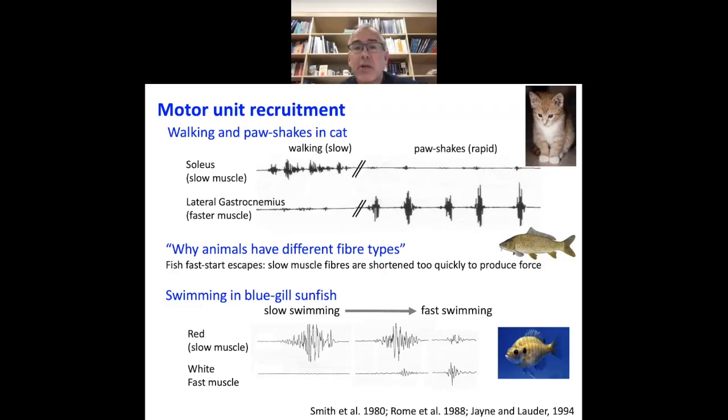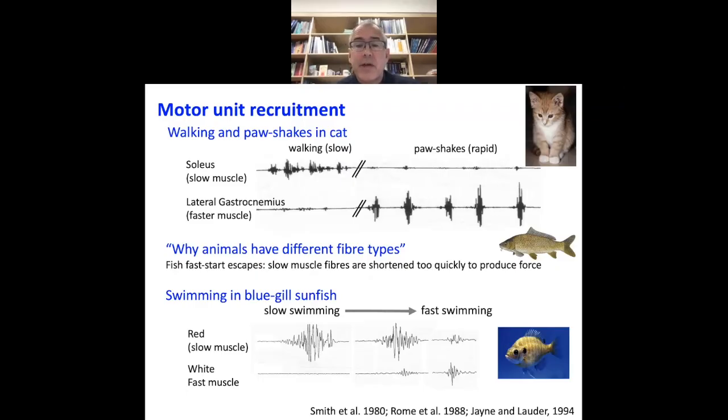soleus muscle, which is almost 100% slow fibers. They also had recordings from the lateral gastrocnemius, which is a muscle which contains a much higher proportion of faster muscle fibers. During walking, which is slow, the cat used the slow soleus muscle, and there's hardly any activity in the faster gastrocnemius muscle. But during a paw shake, which is a rapid motion, the paw shake goes up to 10 hertz or 13 hertz, you see virtually no activity in the soleus muscle, but a large amount of activity in the faster gastrocnemius muscle. This would make mechanical sense.